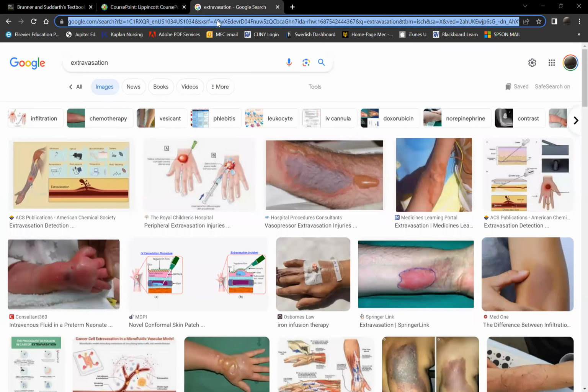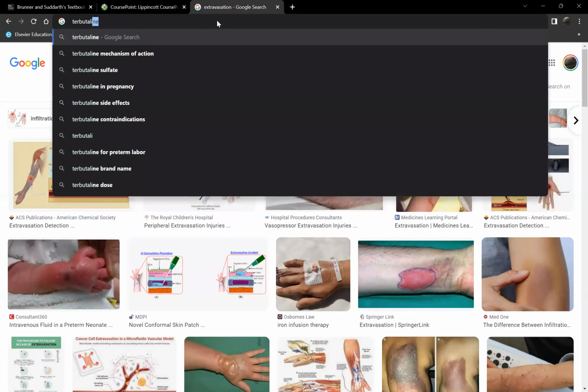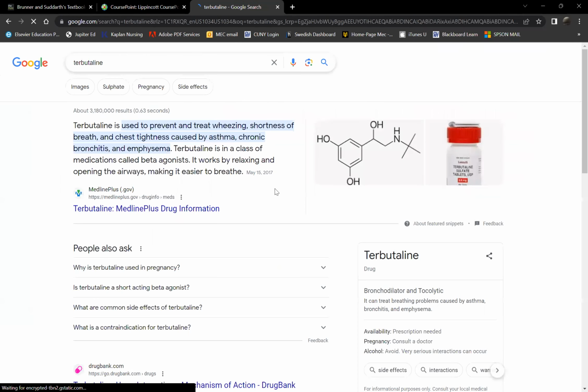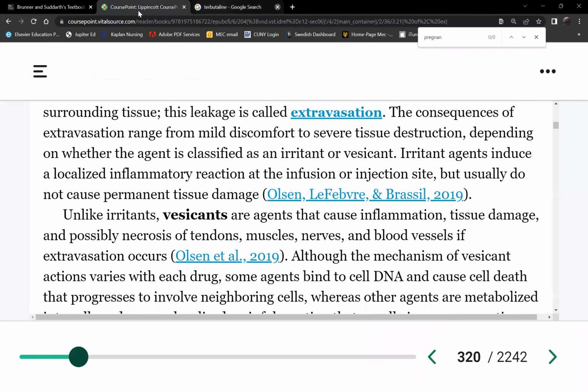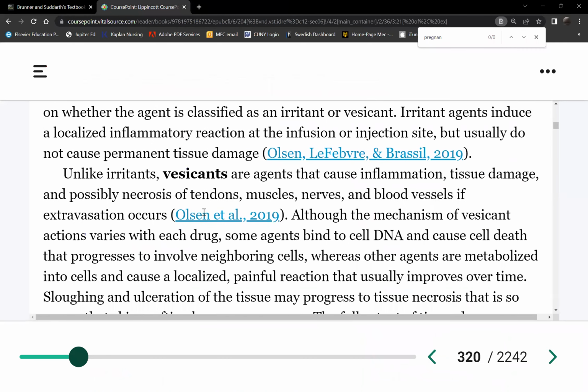It will be available to you whenever a patient is receiving any vesicant medication. So it doesn't have to be, what is this? Chemo drug can also be given with Levophed as well. So the drug will be available to you as needed.